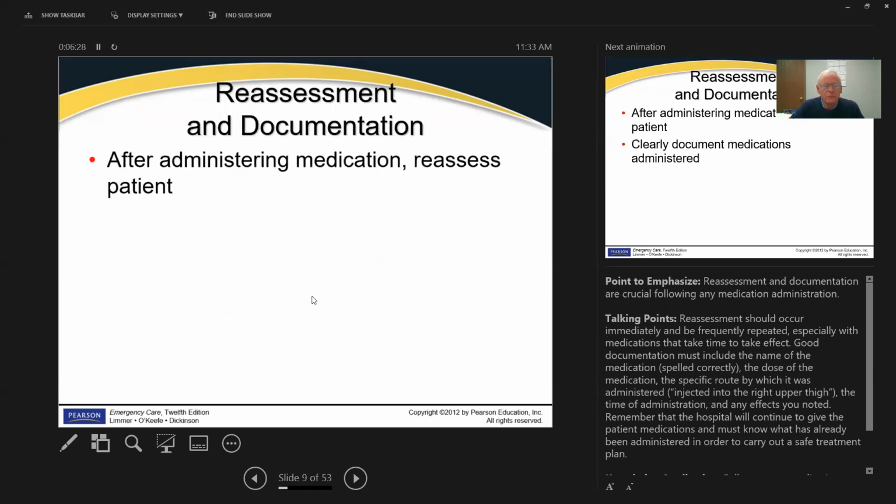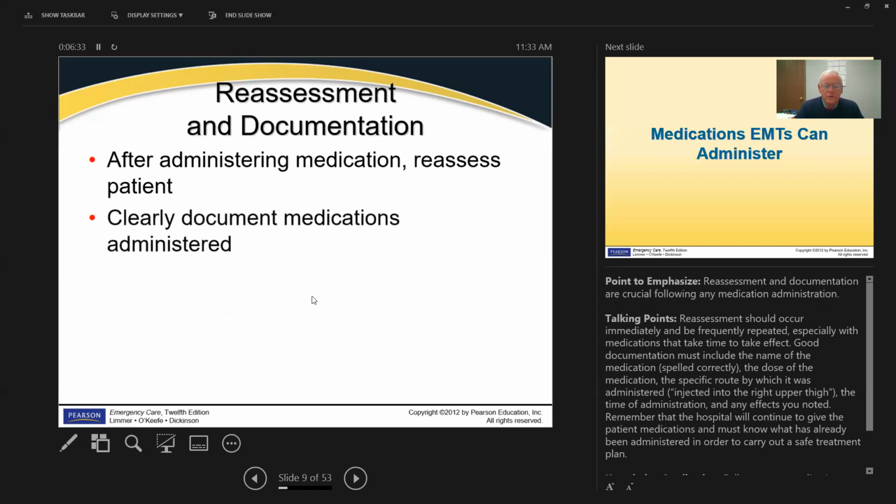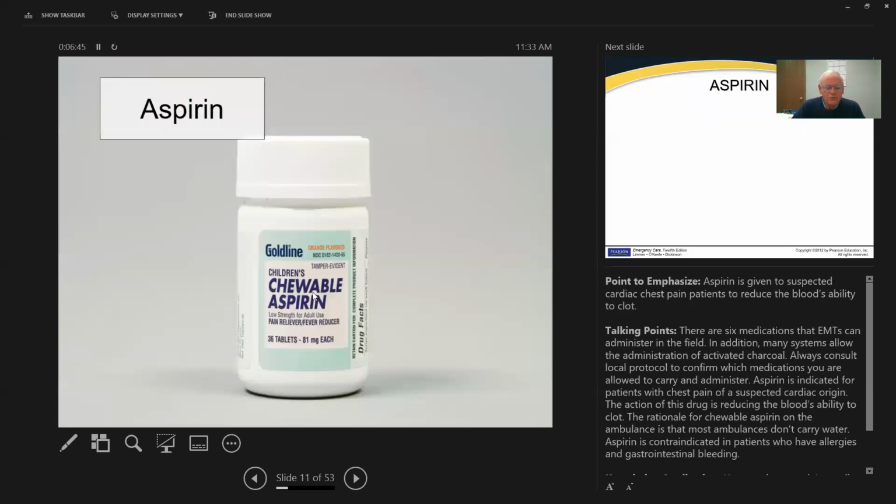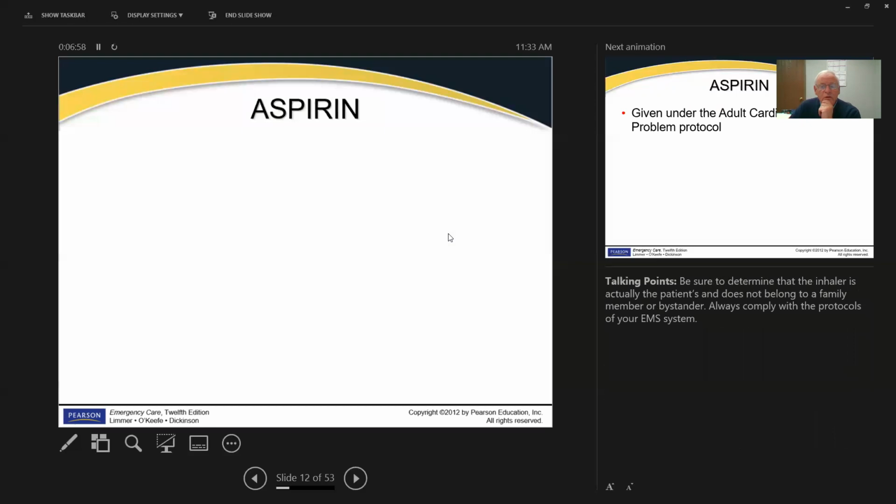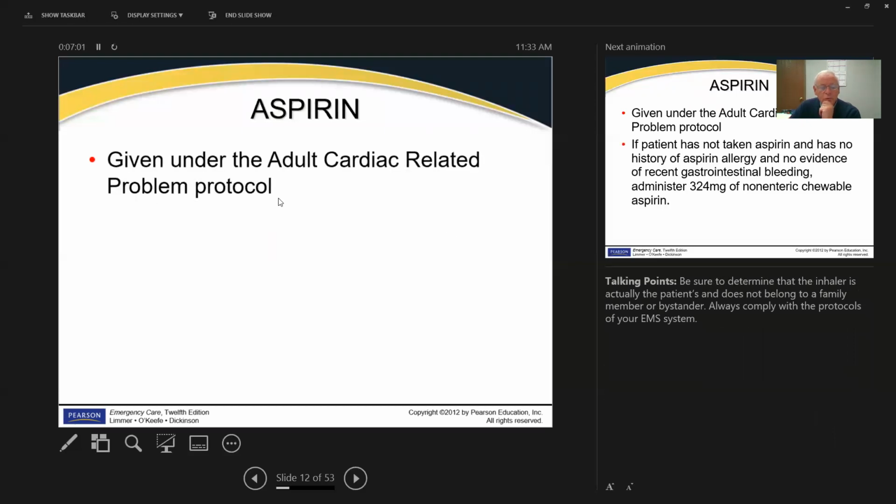Whenever you give a medication, you have to reassess your patient afterwards. And you want to make sure that you're documenting everything, the time that you gave it, the dose that you gave, all of those sorts of things, the R's, if you will. So, different medications that as EMTs we can administer. First one, aspirin. Okay, so we can carry aspirin on our rigs. And aspirin seems innocuous, but it's a medication that we'll give for somebody that we think may be having a cardiac problem. Okay, so it's in the cardiac protocol.